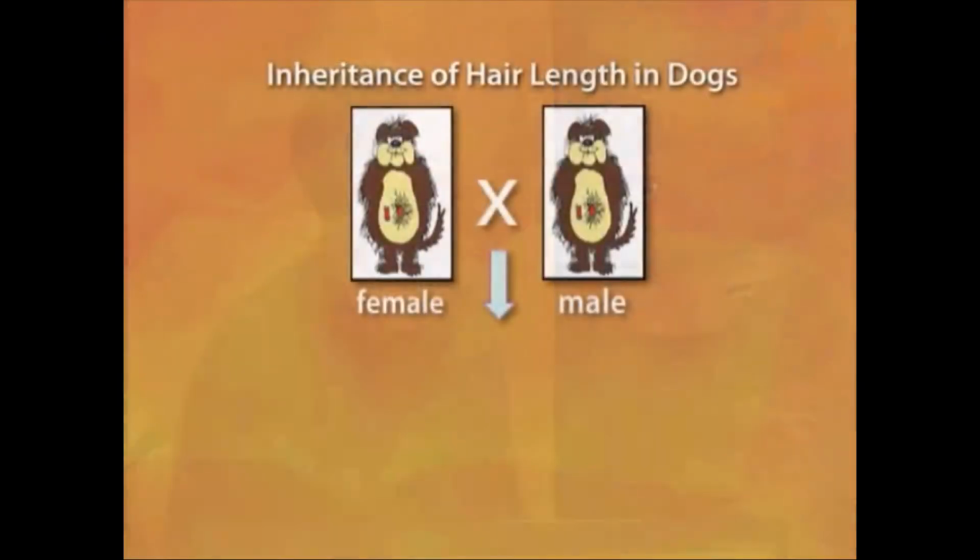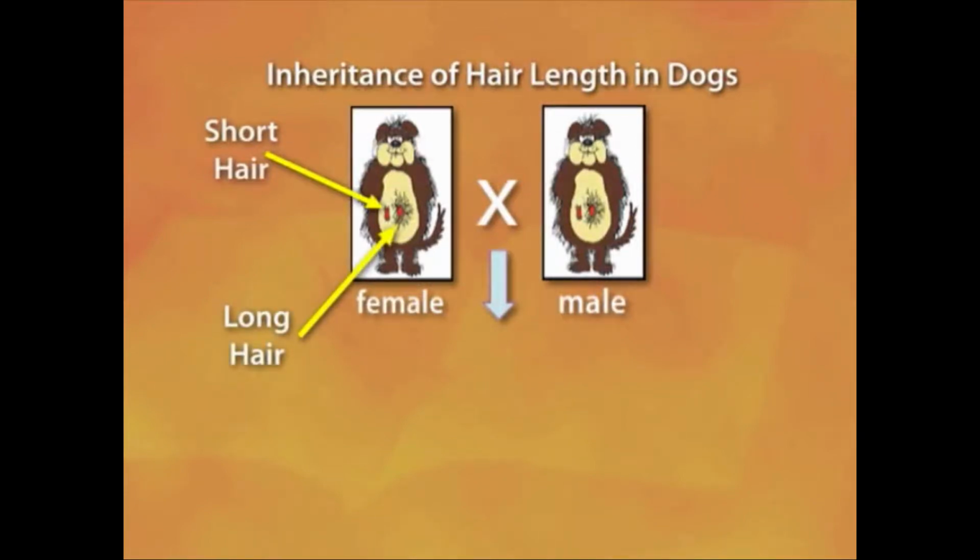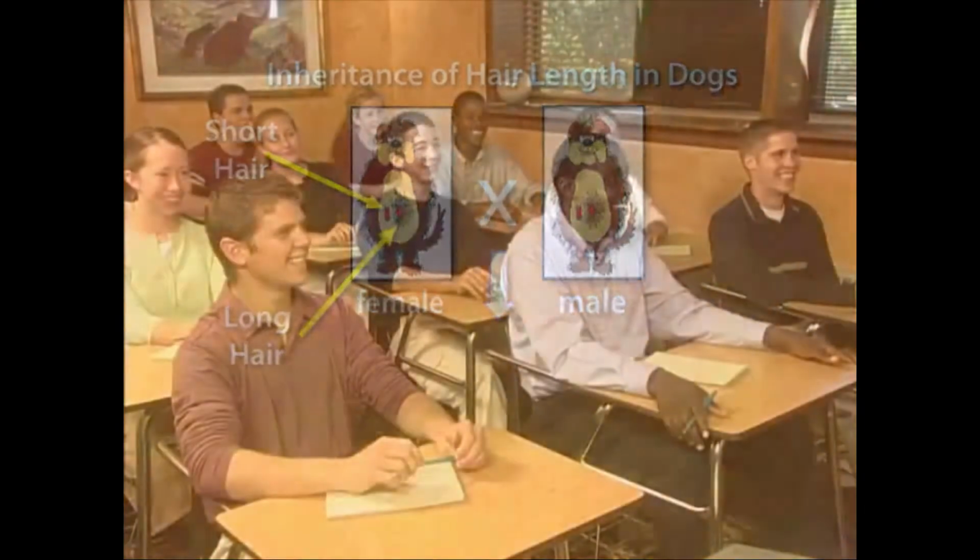See, we're applying all this. But anyway, here we have two dogs, and in dogs you can have genes for long hair and short hair. This gene here is for short hair, this gene here is for long hair. See all the long hair coming off the gene? Now that's just a pictorial representation of this to help us understand it, okay?